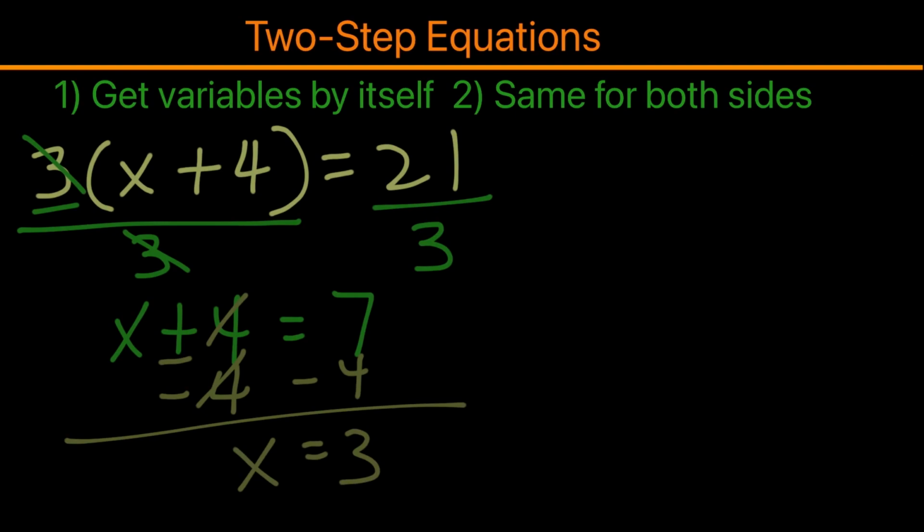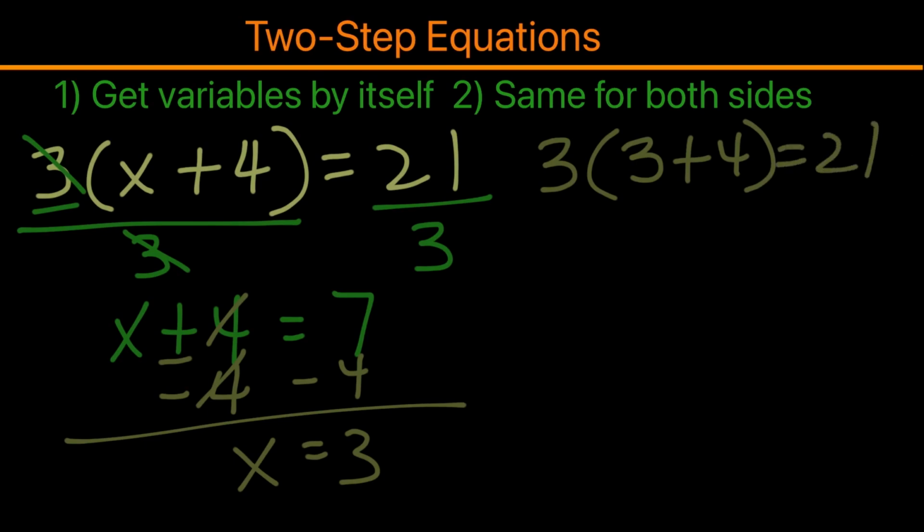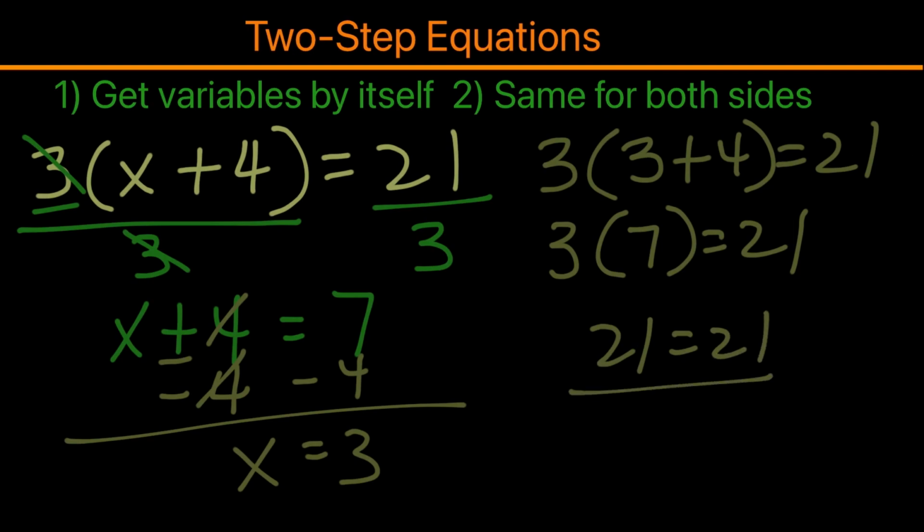And to test if we did it correctly, we're going to go ahead and plug it back into the original equation. So 3 times (x + 4), with x being 3, is 3 times (3 + 4) equals 21. And so this becomes 3 times 7 equals 21. 21 equals 21 means that we checked out and x = 3 is the answer.